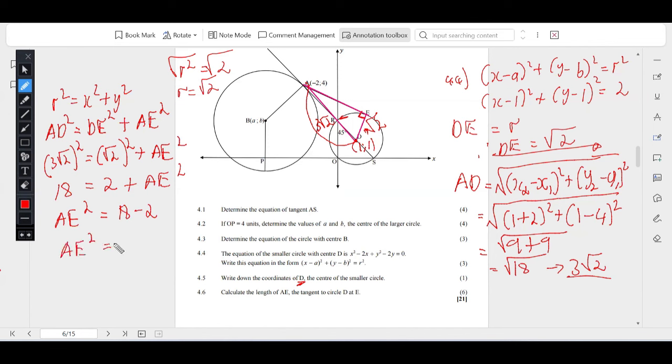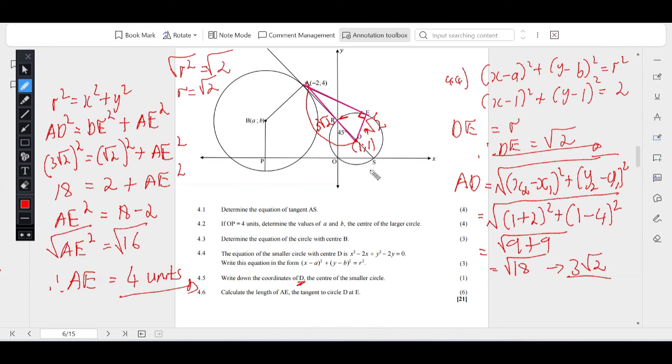16. So 16, and then you have to square both sides to find the AE. Therefore, your length for AE is actually what? 4 units. There you go. Again, it was not a very difficult question.